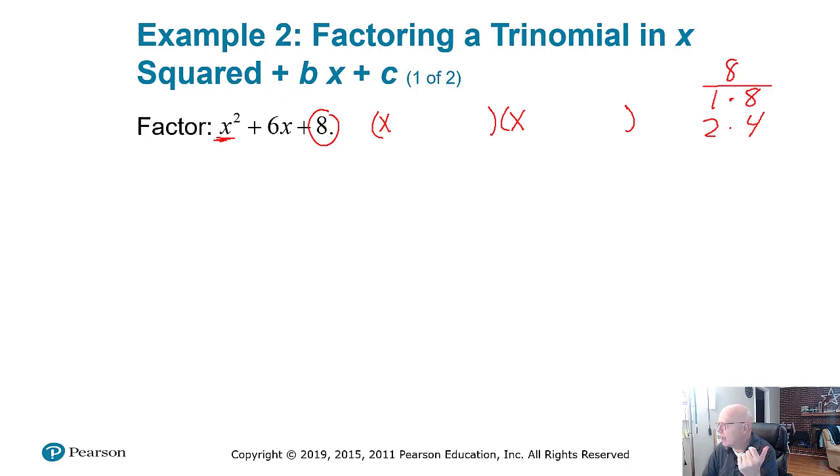Now, take a look at both of those, because you want to end up with a 6x. Well, the 1 and the 8 won't give you 6 no matter what you do. The 2 and 4, yes. So 6 goes there, 8 goes there. Because this is a plus, this tells you that both of these signs will be either plus or minus. Because this is a plus here, both of these are going to be pluses instead of both minuses.